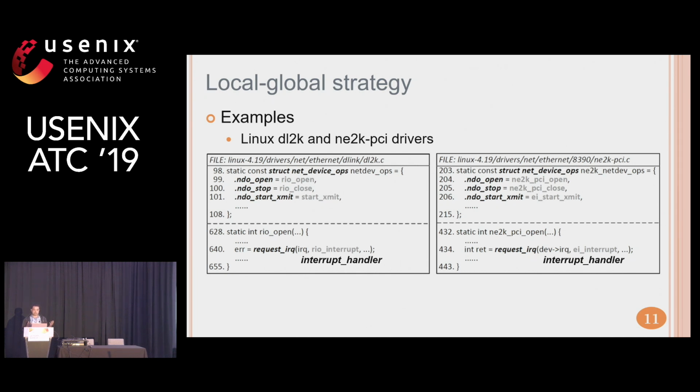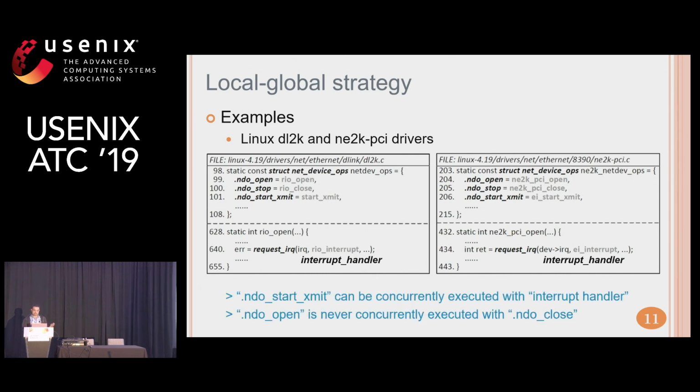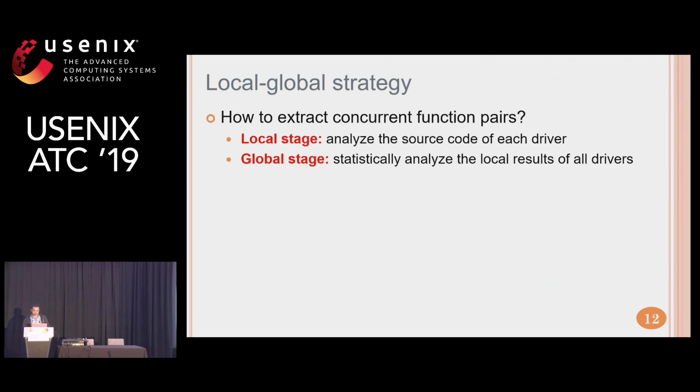From the functionalities of these driver interfaces, ndo_start_xmit can be concurrently executed with the interrupt handler, but ndo_open is never concurrently executed with it. Based on this driver model, we use two stages to extract concurrent function pairs. Firstly, we analyze the source code of each driver, which forms the local stage. And then we statistically analyze the local results of all drivers, which forms the global stage.